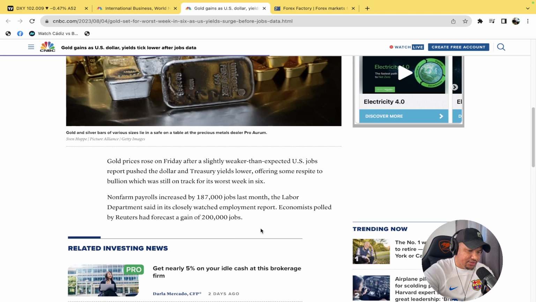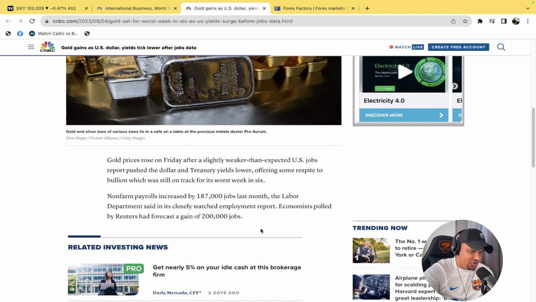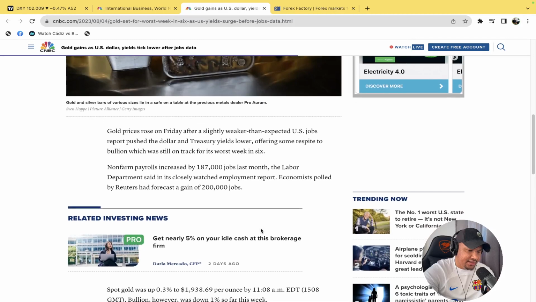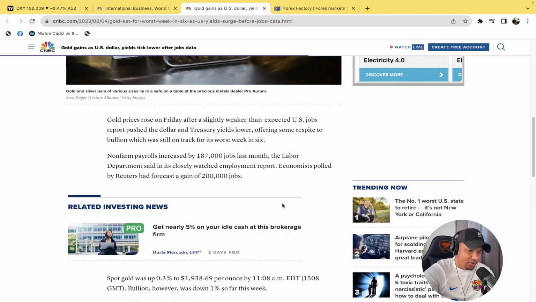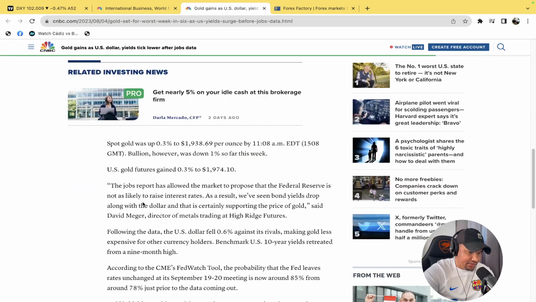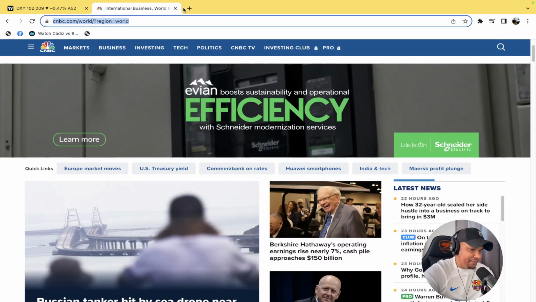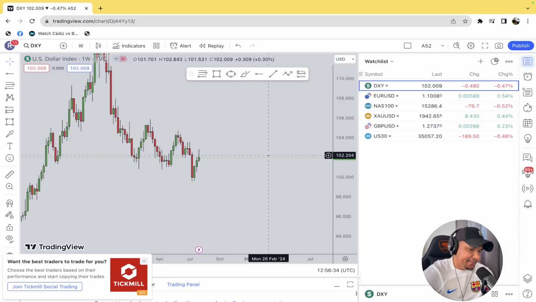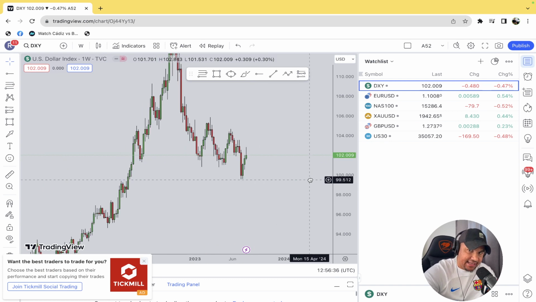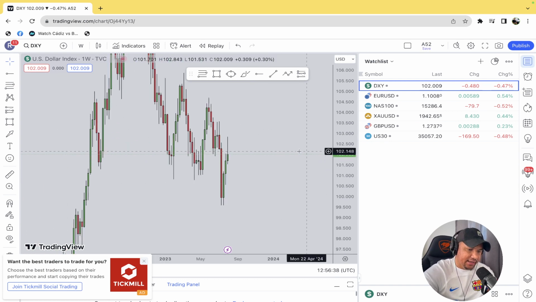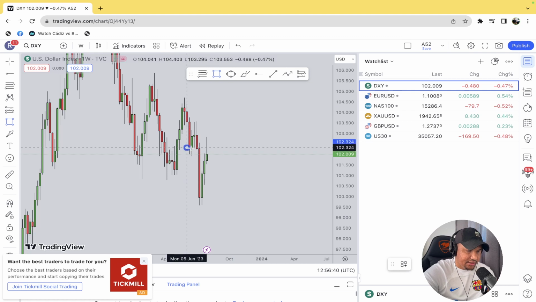It says the NFP was up by 187k jobs. The Labor Department said in its closely watched employment report, economists polled by Reuters expected it to be 200,000 there as well. It says here the jobs report has allowed the market to propose that the Fed is not likely to hike the interest rates, and that's kind of the indication that I basically needed before I continue that. If the Fed is less likely to hike the interest rates, the index is more likely to make a U-turn. Now we're going to look at the weekly time frame.